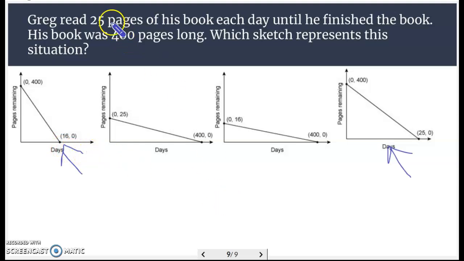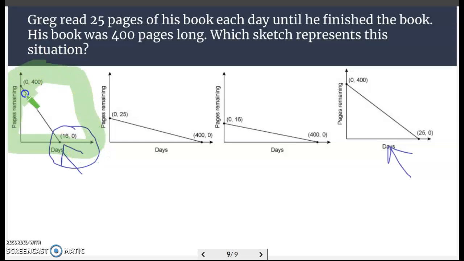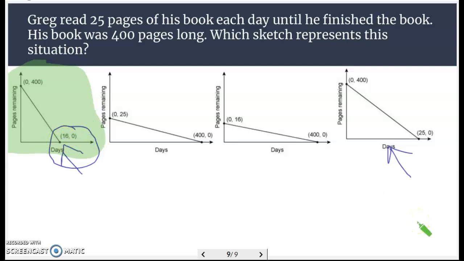If we take 400 divided by 25, we will get 16. That's how many days it takes. Down here on the x-axis, we see that at 16 days. So this one right here, let's make sure we highlight it, is the best representation of the situation for Greg, starting with 400 pages and the number of pages remaining goes down by 25 until 16 days pass and there are 0 pages remaining.